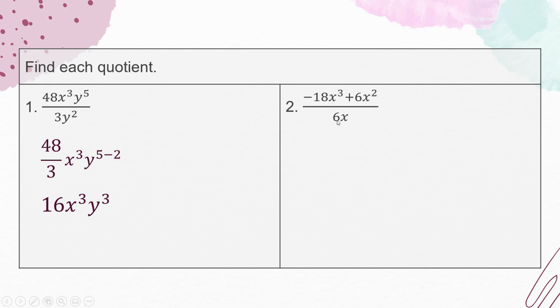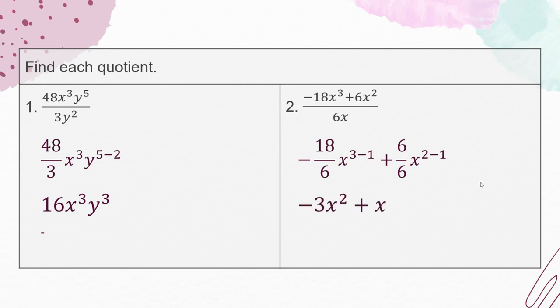In number 2, this time we have a binomial divided by a monomial, and we will simply divide each term by 6x. So when dividing, we divide the coefficients and we subtract the exponents of like bases. So when we divide the first term, negative 18 divided by 6, x to the 3 minus 1. Keep in mind there's an understood 1 exponent here. And then moving on to the second term divided by 6x, we'll divide the coefficients, 6 divided by 6, and then x to the 2 minus 1. That simplifies to negative 3x squared plus x.